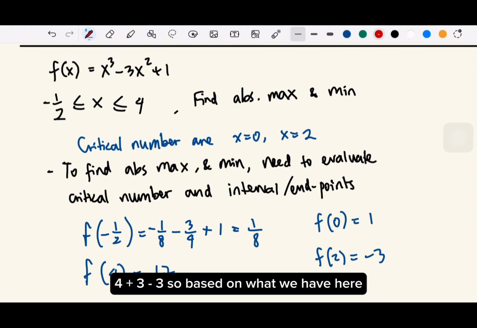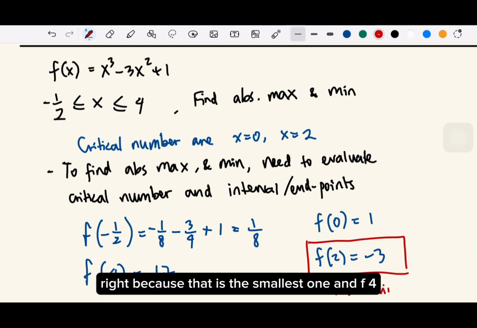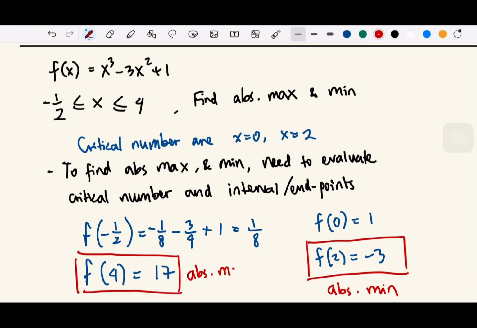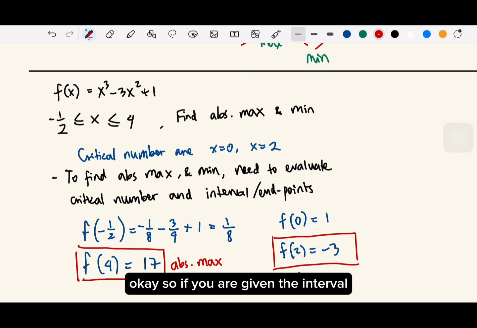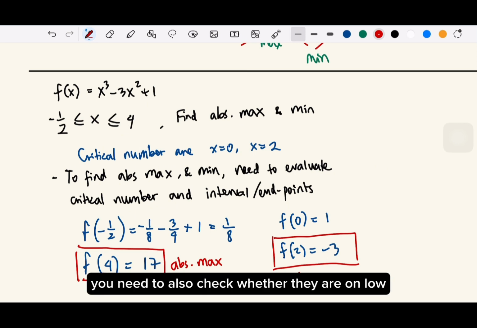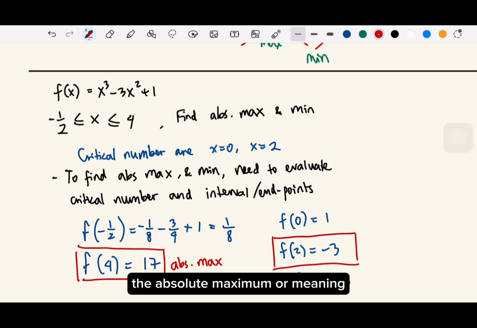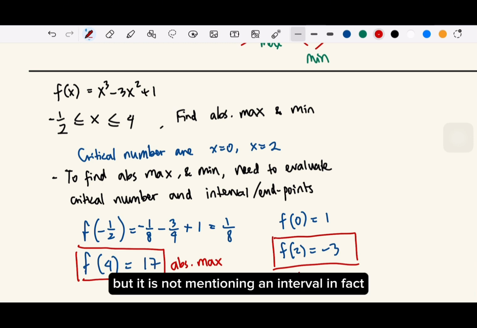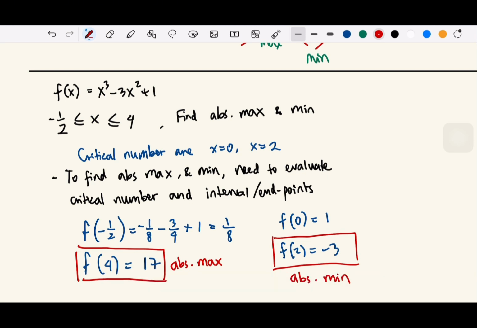So based on what we have here, the f of 2, this will be the absolute minimum, right? Because it is the smallest one. And f of 4, so x equals 4, this will be the absolute maximum. So if you are given the interval, you also need to check the endpoints for absolute maximum or minimum. But if it's not mentioning any interval, it means that we are going to use the domain of that function.